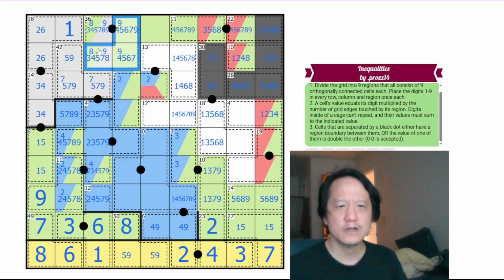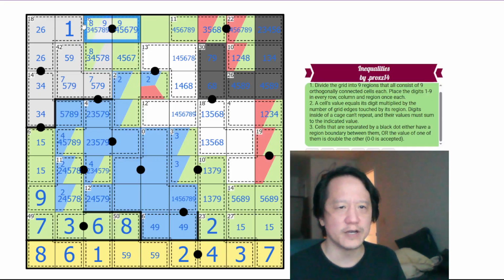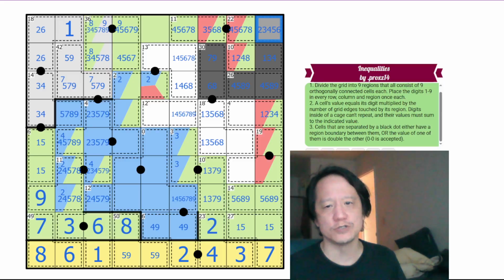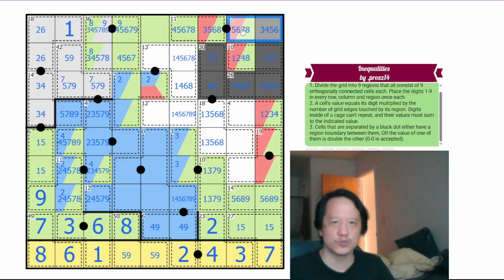Okay. But we know these can't be 9, which means we have to have a 9 in one of these 2 cells, which eliminates 9 in the rest of the row. So this can no longer be 2 here, because 2 and 9 doubled would add up to 22. This can't be 7 anymore, so that eliminates 4 and 7 here, adding up to 11, which doubled is adding up to 22.